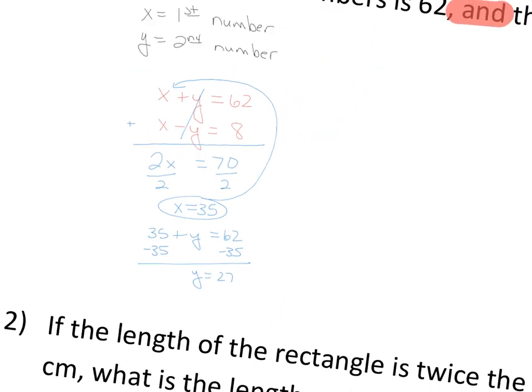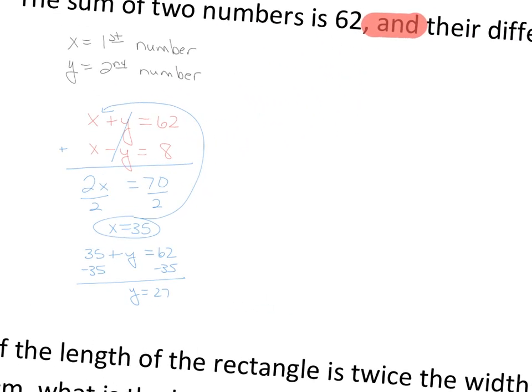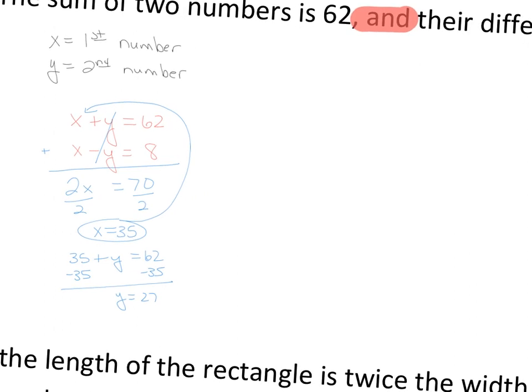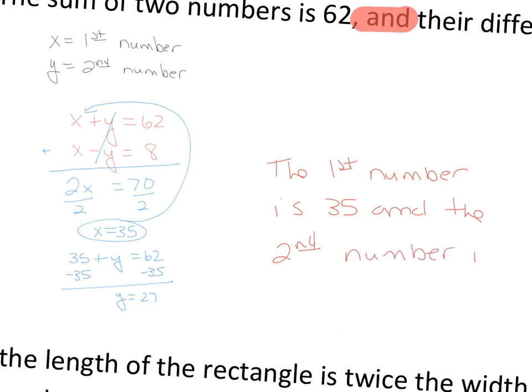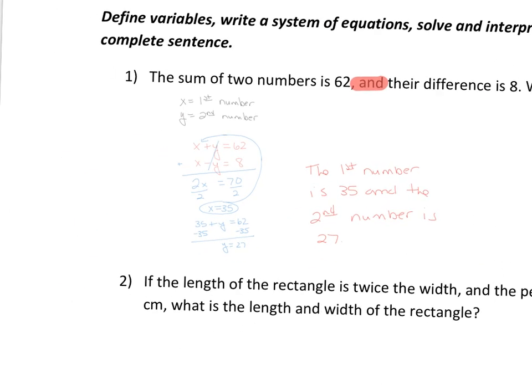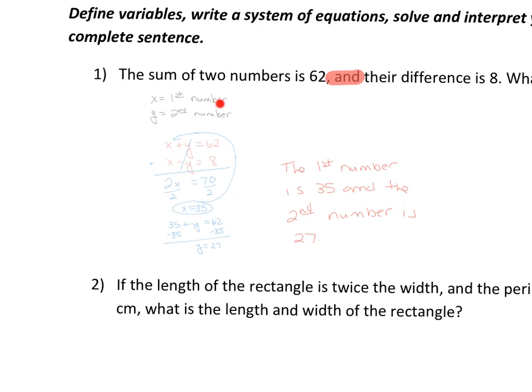Okay, so now again, we're not worried about an ordered pair here. That's the only difference between just a plug and chug problem and a word problem. So what we're going to do now is just write a sentence. Okay, so the first number is 35, and the second number is 27. Okay, and there's my 4 parts. So again, we're going to define a variable, write a system of equations, so we need 2, we'll solve it out, and then write your answer in a sentence form.